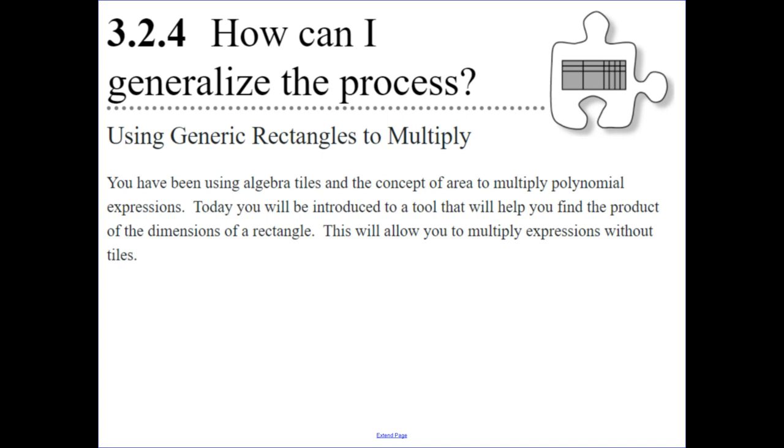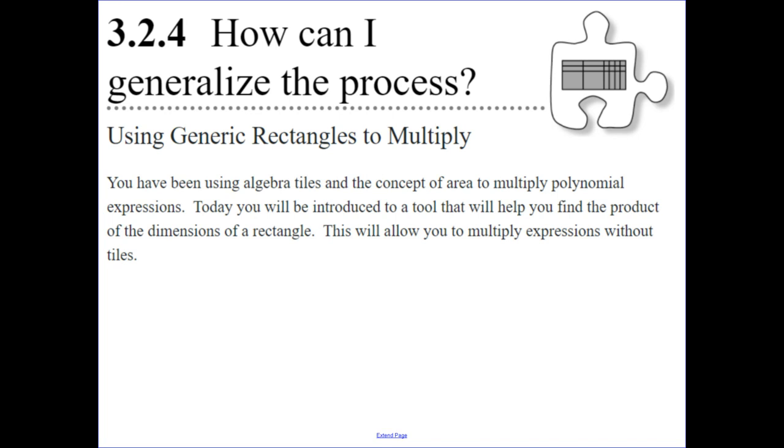Everyone, let's get started with today's lesson, 3-24. How can I generalize the process? We've been two days now making generic rectangles, algebra tile rectangles, and we're going to try to simplify that process. So today we're using generic rectangles to multiply.